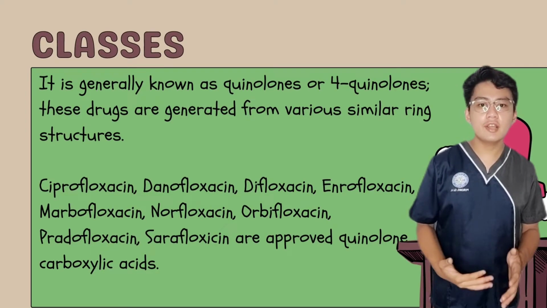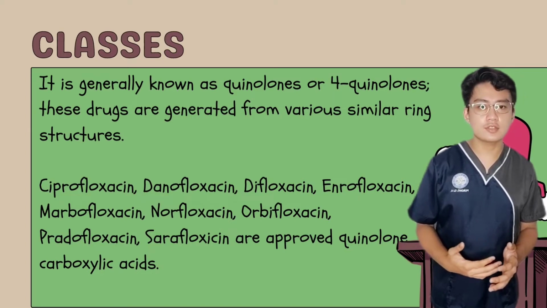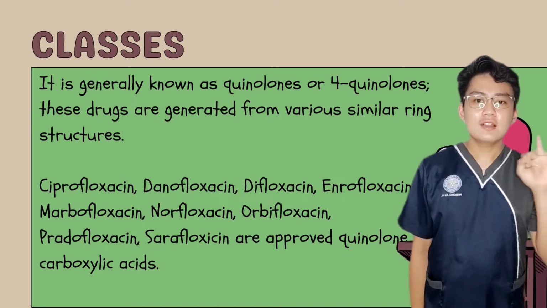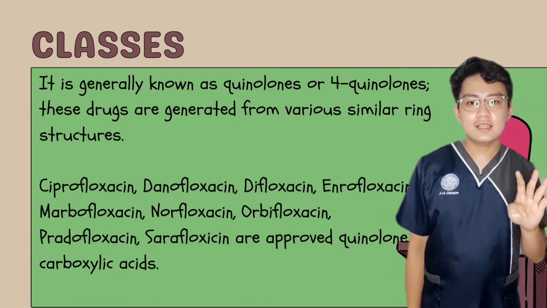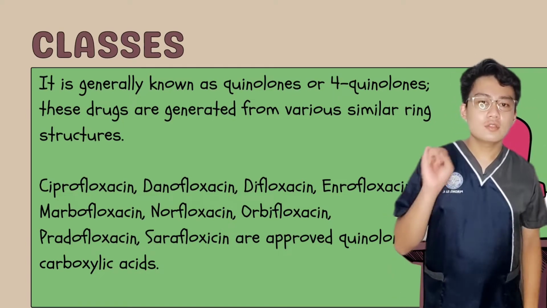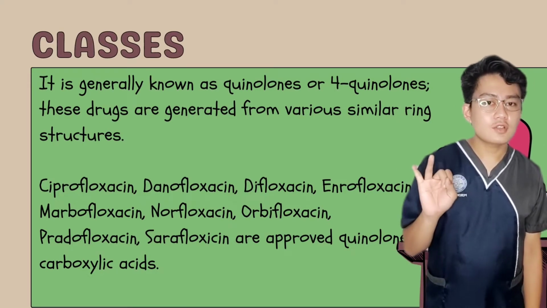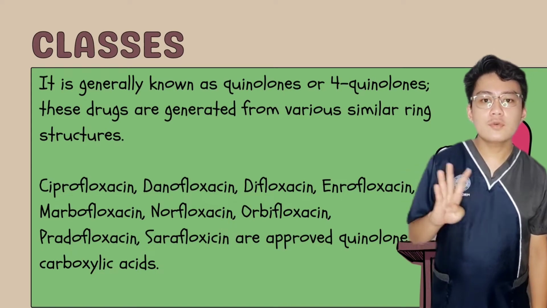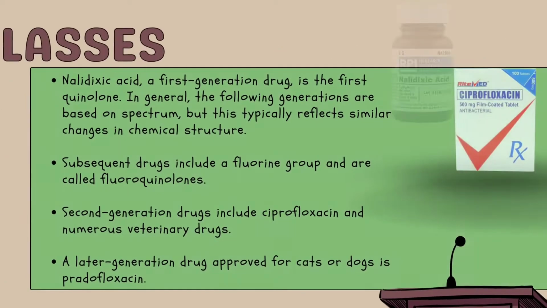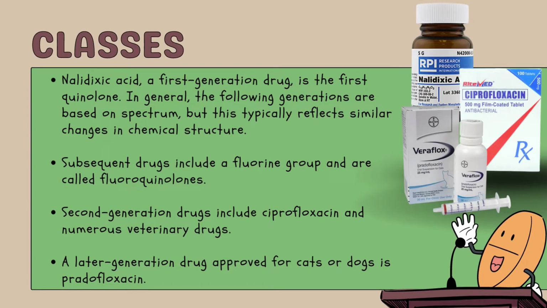These drugs are generated from various similar ring structures: ciprofloxacin, danofloxacin, difloxacin, enrofloxacin, marbofloxacin, norfloxacin, orbifloxacin, pradofloxacin, sarafloxacin are approved quinolone carboxylic acids. Nalidixic acid, a first-generation drug, is the first quinolone. In general, the following generations are based on spectrum, but this typically reflects similar changes in chemical structure.